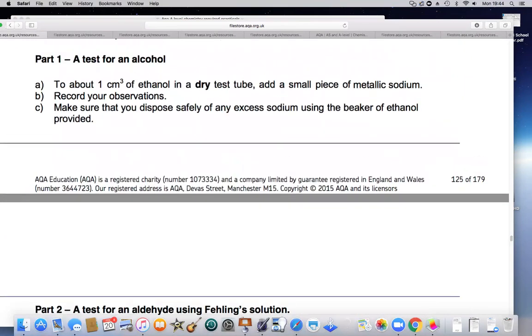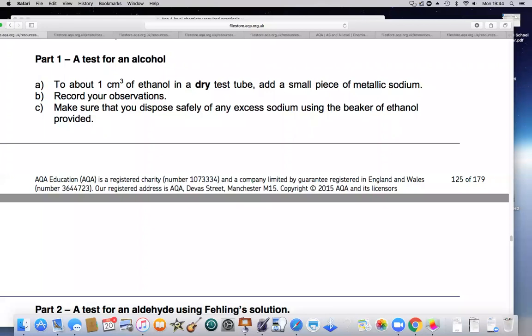Okay, test for alcohol: metallic sodium. Sodium works very well for all alcohols. It produces hydrogen gas. There's a drawback here, and the drawback is that carboxylic acid will produce the same observation. So if you are trying to differentiate between an alcohol and a carboxylic acid, that's not going to work very well for you.